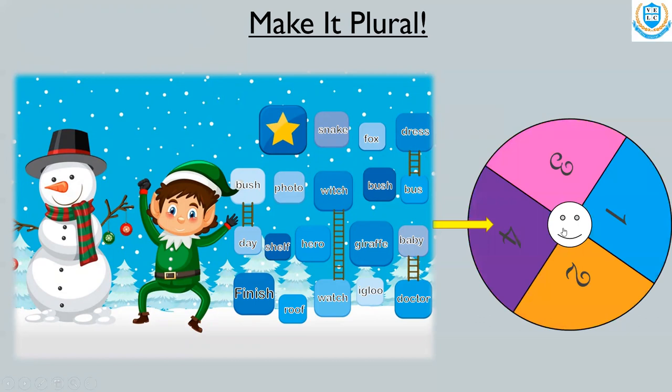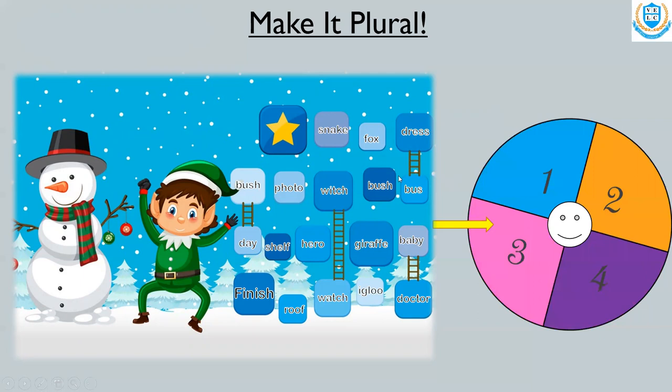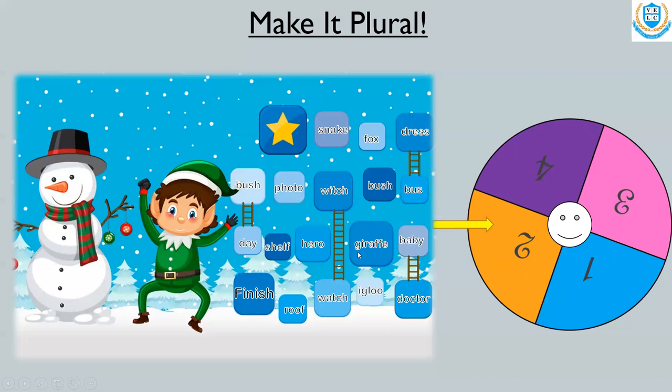Number 3. 1, 2, 3. Okay, dress. Plural of dress: D-R-E-S-S-E-S, dresses. Okay. So next. 3 again. 1, 2, 3. Oh, you are lucky. W-I-T-C-H, witch. Plural: W-I-T-C-H-E-S. Oh, sorry. Okay, 2. 1, 2. R-O-O-F, roof. R-O-O-F-S.